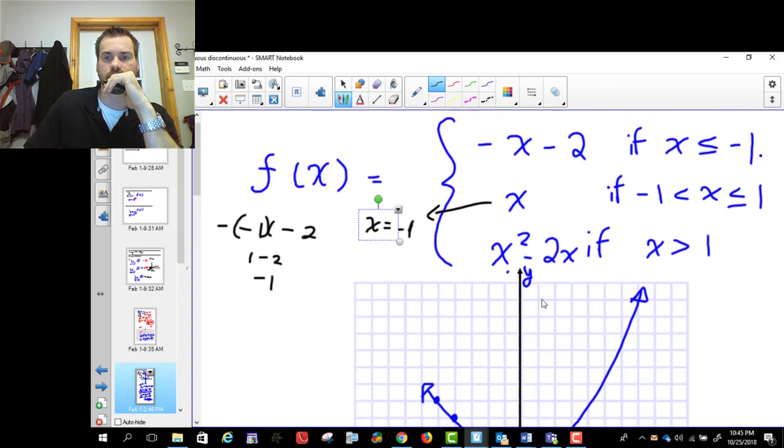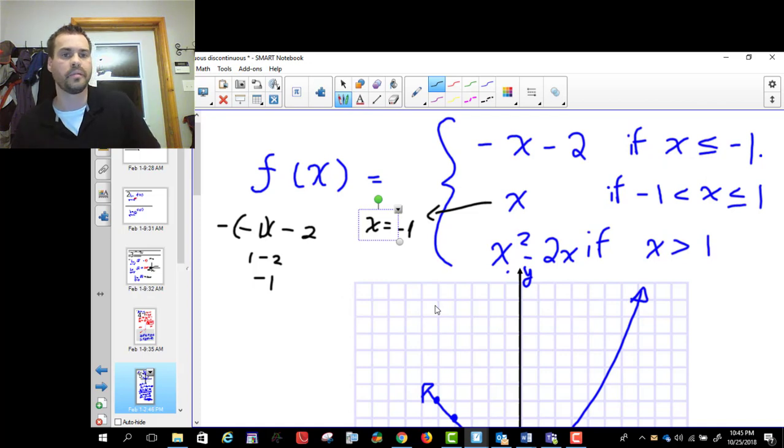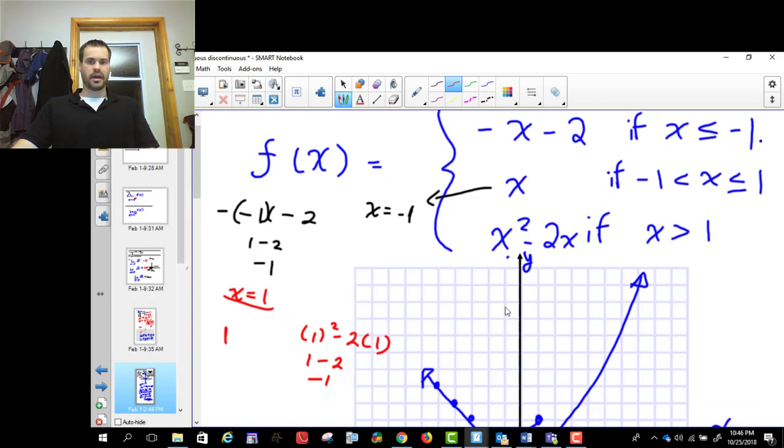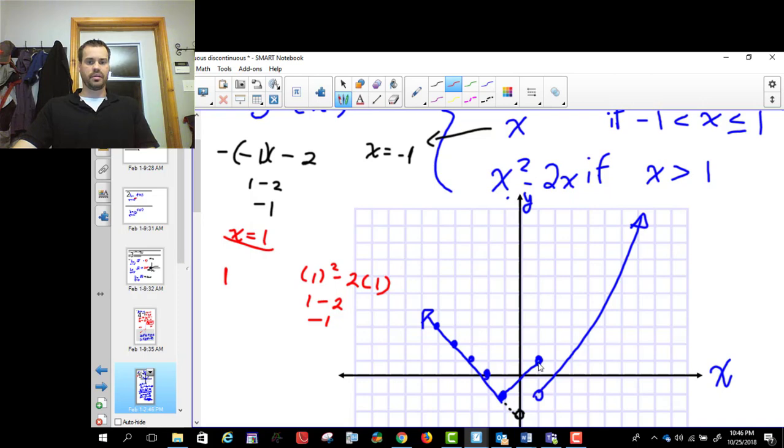When it gets to 1, we now look at these two functions. When x is equal to 1, I plug it first into this, so that's 1. And then I plug it into x squared minus 2x. So 1 squared minus 2 times 1 gives me 1 minus 2, which is minus 1. You notice they're different. When x is equal to 1, it's described by x, so that's why I've colored that point in. But then it jumps down here and becomes quadratic.